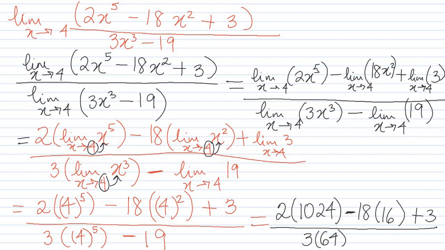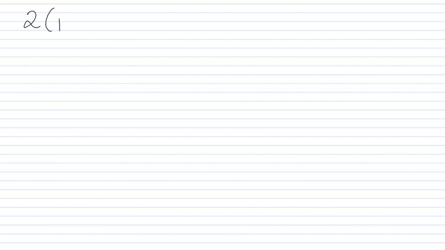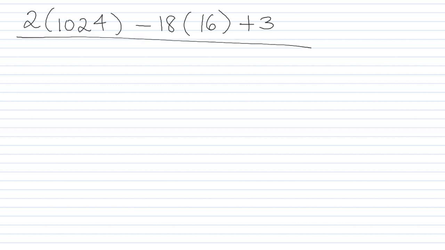I see that I made a mistake here, so this is not 4 raised to the power of 5 here, this is 4 raised to the power of 3. Just rewrite that in your notes. So minus 19. That is how you do it, and then we're going to the next page. I'm just going to rewrite what we just had here. So you have 2 times 1024 minus 18 multiplied by 16 plus 3, divided by 3 times 64 minus 19.